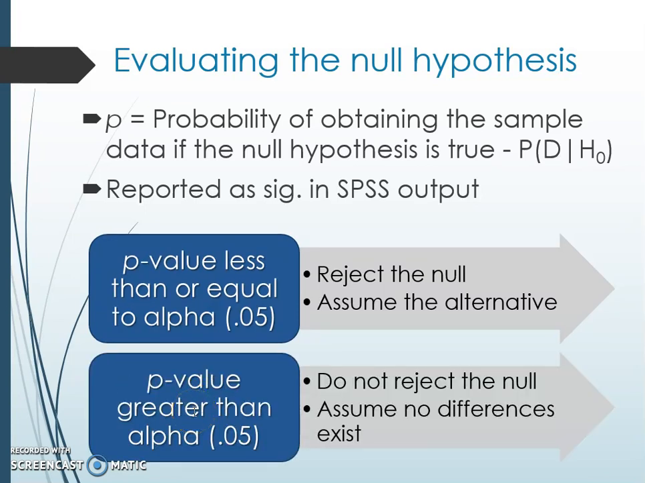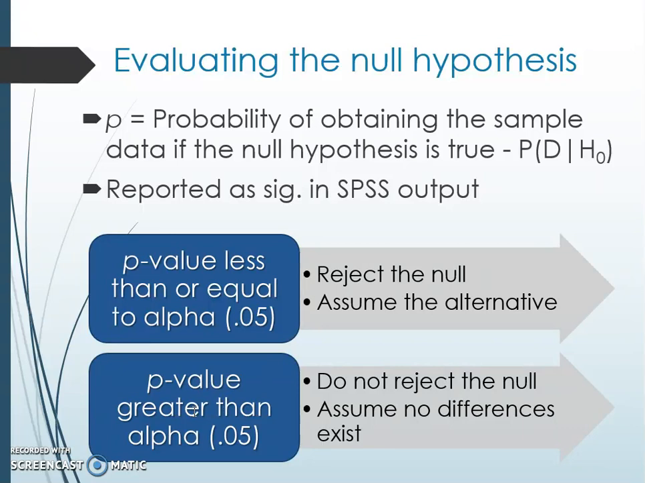On the other hand, if our p-value is greater than alpha, then we do not reject the null hypothesis, and then we assume that no differences exist. So we would assume that our null hypothesis is the correct interpretation. But we never say that the null hypothesis is correct, but instead we say we do not reject the null.